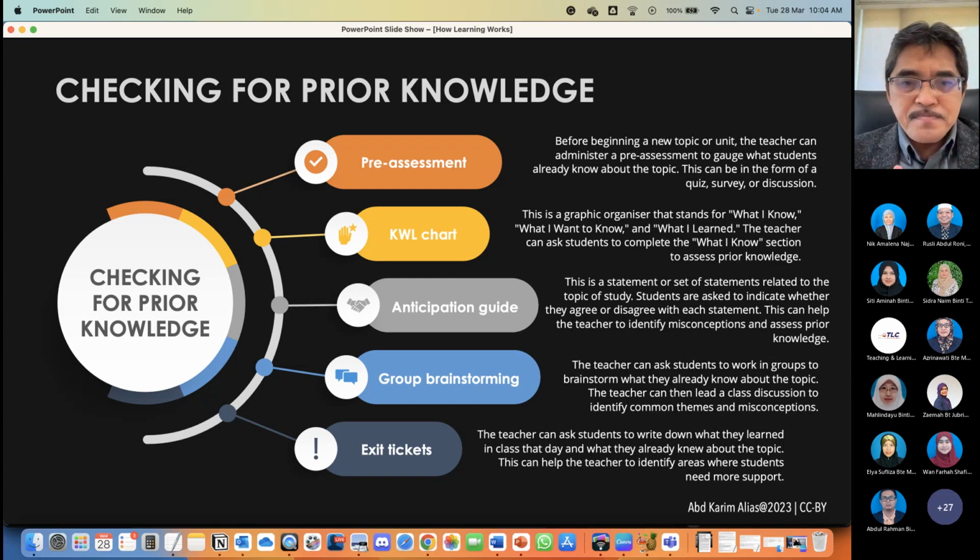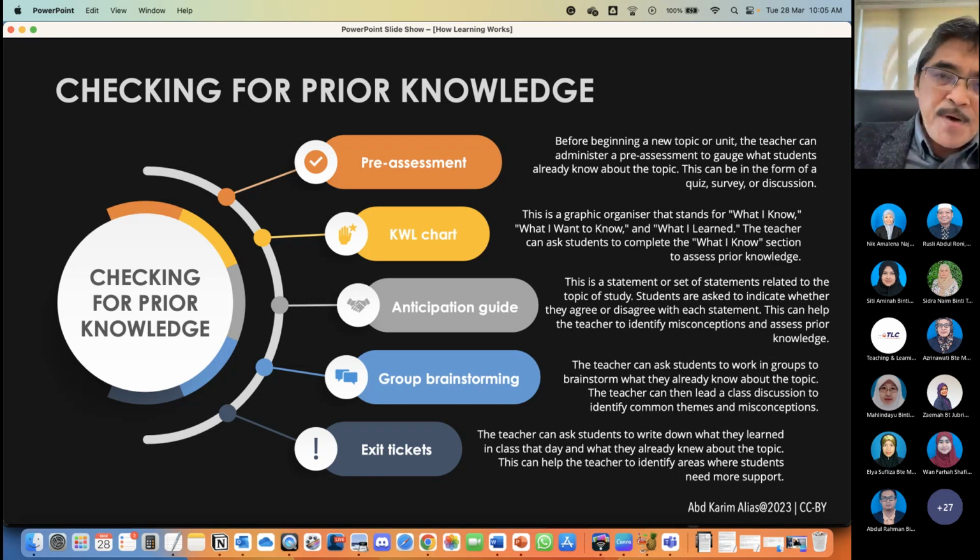So whatever it is, these are the different ways of checking prior knowledge, which is the first research-based principle that have been proven, have been shown as helping students to learn. Because when we do this, we get students to get ready. So we make sure the readiness is there, the mental, the mindset is ready for them to learn new things.